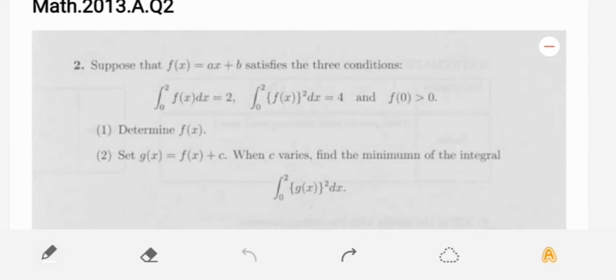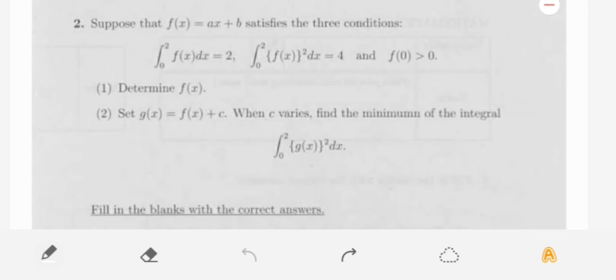Hello everyone, let's solve Math Max exam 2013 A, question 2. Okay, so an integral question, calculus. I hope you know the basic integration technique for polynomials, so we're probably going to need this.